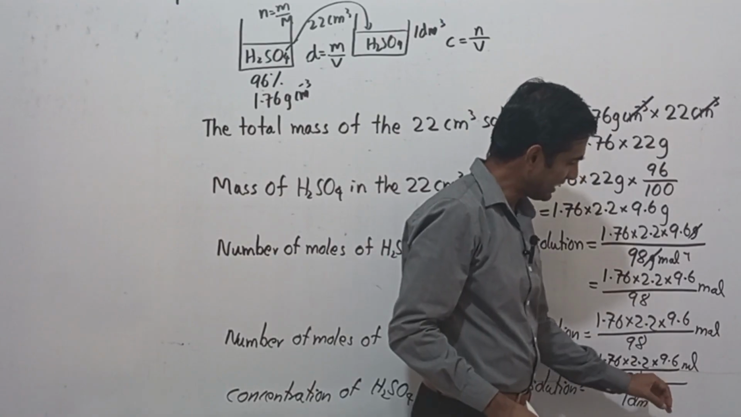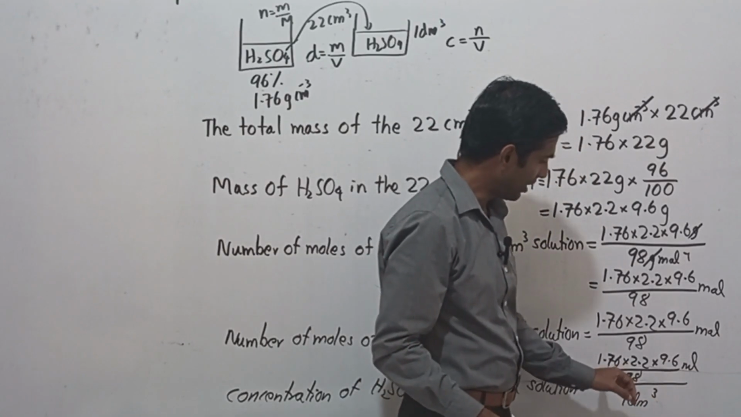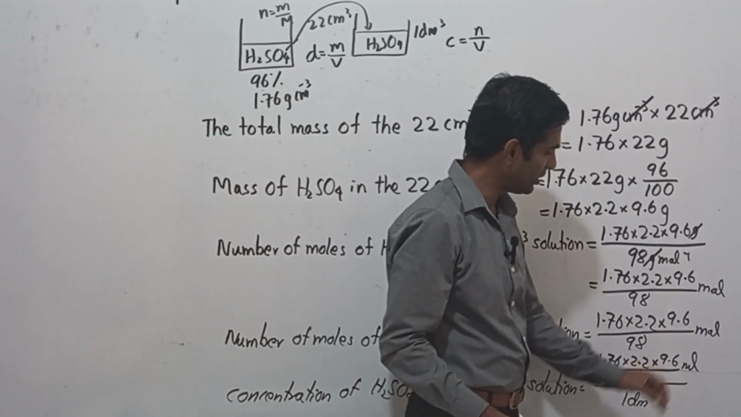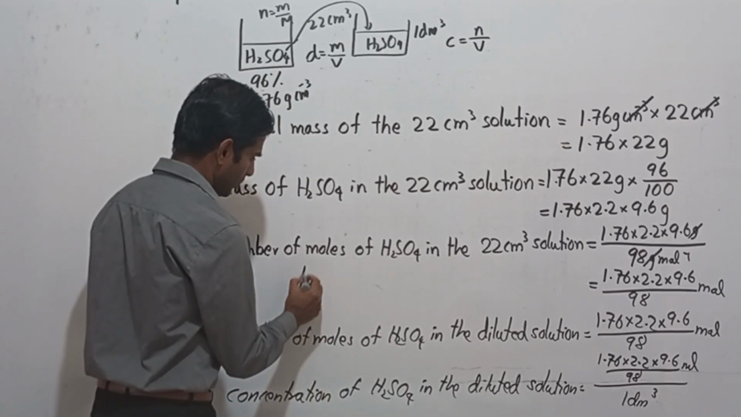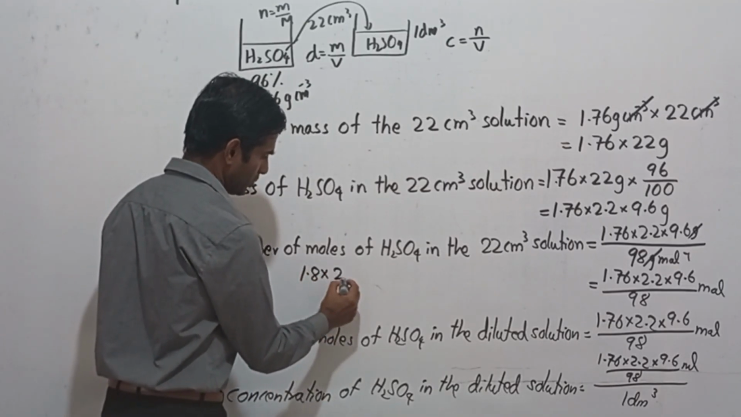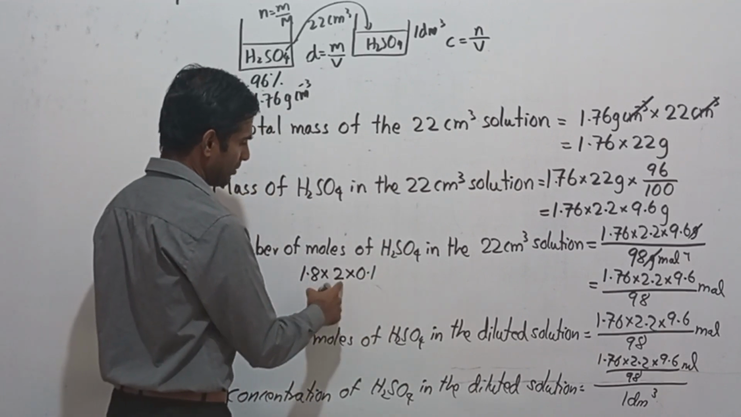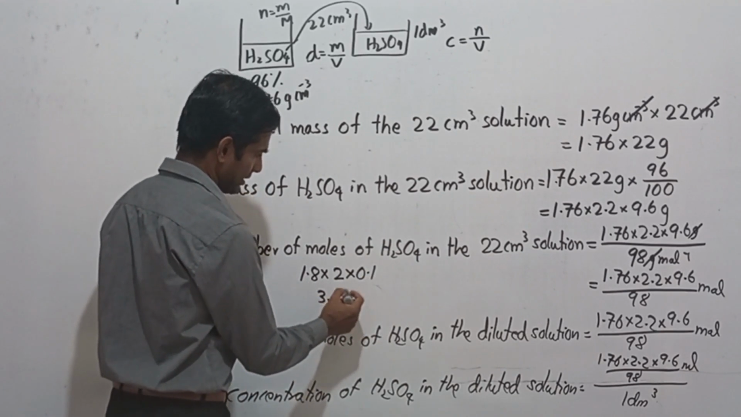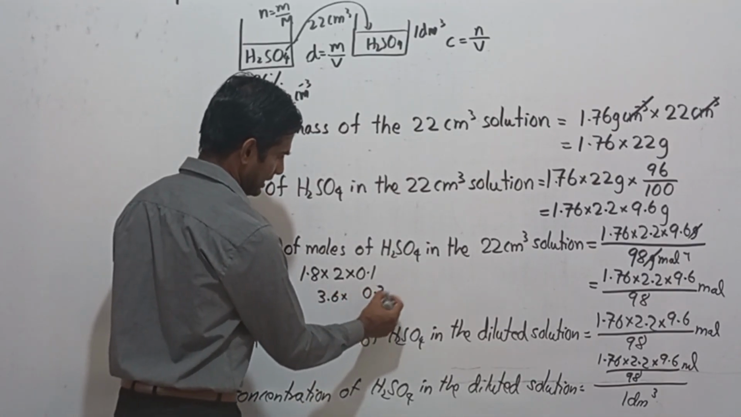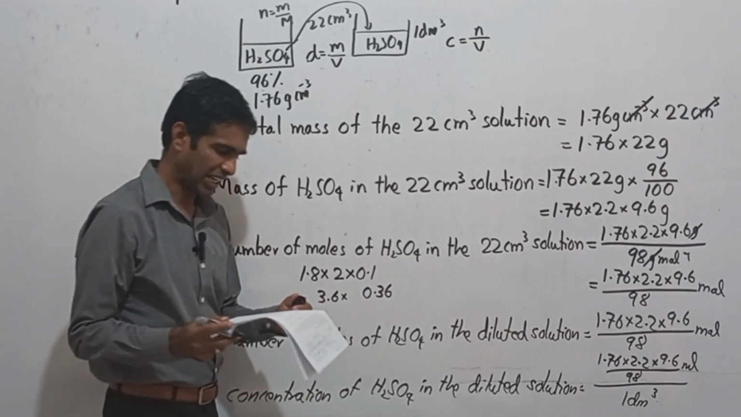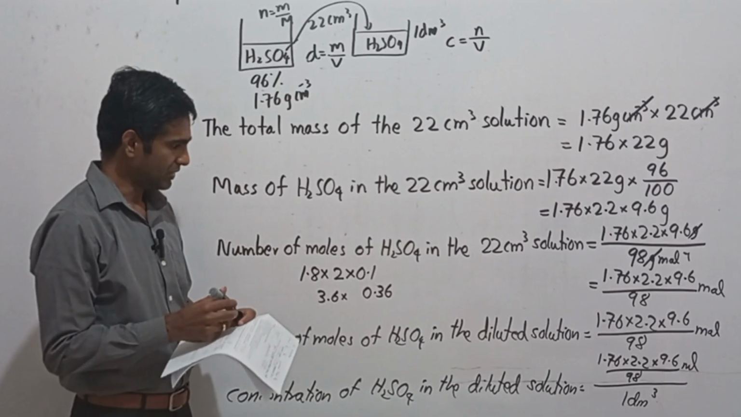9.6 over 98, it is approximately 0.1. Then 1.76 times 2.2, we can take that as 1.8 times 2 times 0.1. That means 1.8 times 2, 3.6, times 0.1, 0.36. Therefore, the answer is a value which is closer to 0.36.